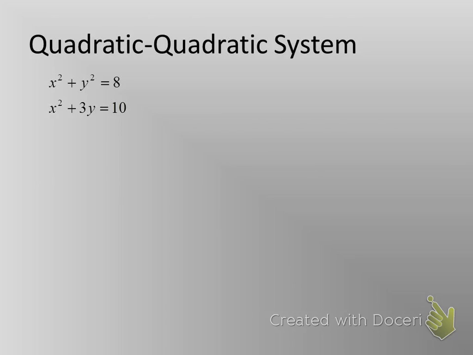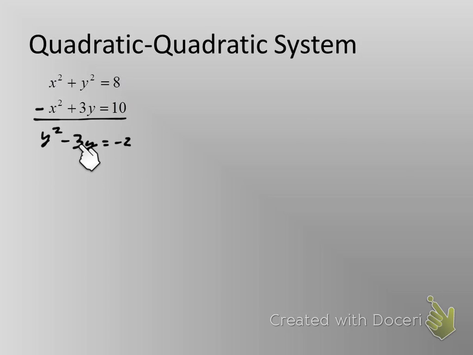So I'm still going to eliminate this one, which means I'm going to do top minus bottom. X squared minus x squared gives me no x squareds. Yay. Y squared minus 0 y squareds in this one gives me y squared. No y's minus 3y gives me negative 3y. 8 minus 10 gives me negative 2.